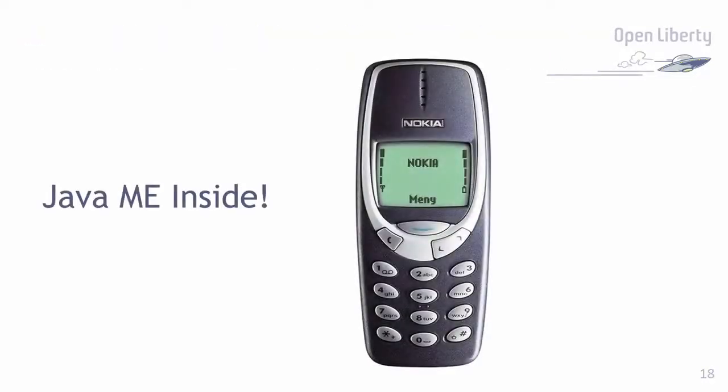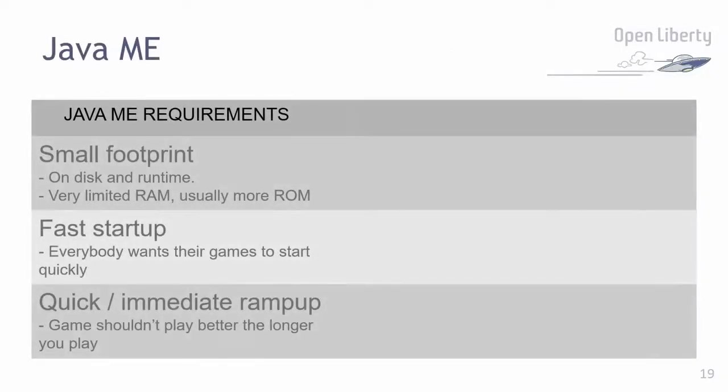So who remembers this phone? It's a great phone. I remember the battery used to last a week, probably because it had a very, very small, tiny JVM inside, which was cool. But the characteristics for this phone and the Java that ran on it are very similar to what we expect from JVMs in today's society. For example, small footprint, fast startup time, and quick, immediate ramp-up time. Because if you wanted to make a call on this phone, you didn't want to have to ramp up the calling app to make that phone call. You want it just to be available there.